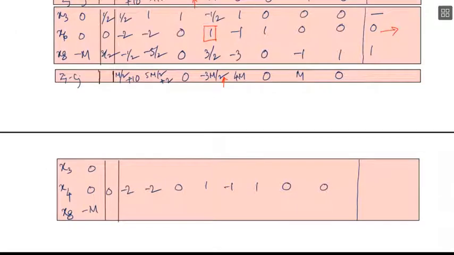to the first row, so it becomes half, half minus 1 is minus half, 1 minus 1 is 0, it will remain 1, it is 0, it is 1 minus half, that is half, 0 plus half is half, 0 and 0.